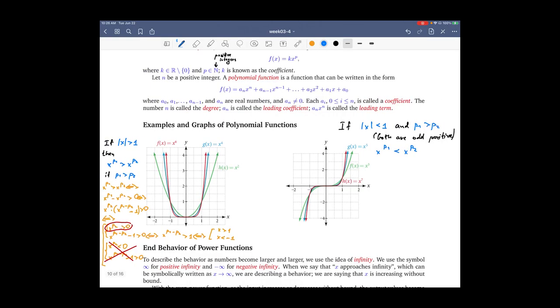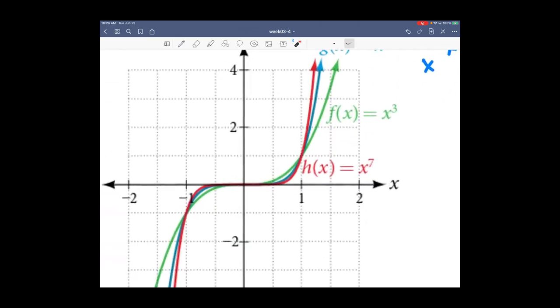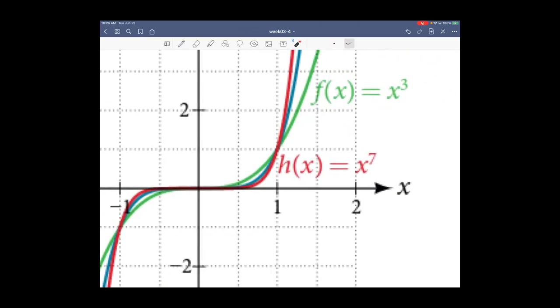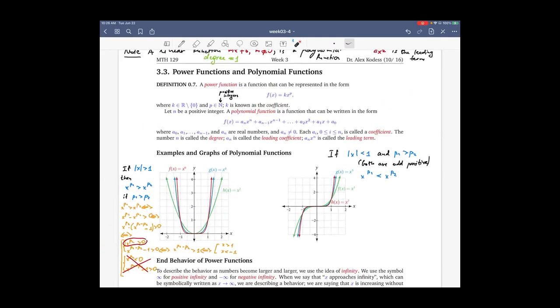Again, you can show this using the same type of reasoning, and it's very clear in the picture. Once you are at a distance less than 1 from the origin, the higher power loses to the lower power. The green function beats the red function, even though the green function is x cubed, whereas the red function is x to the 7th power. That is to keep in mind.